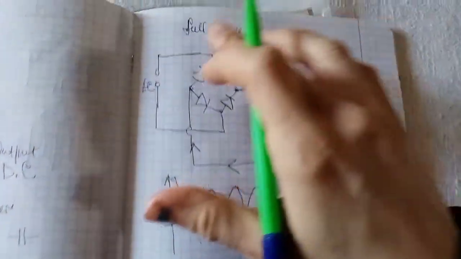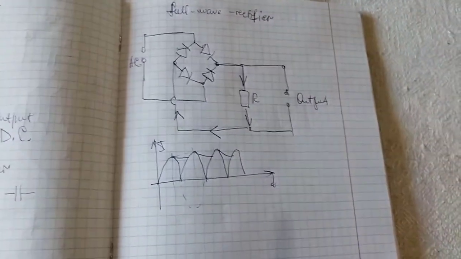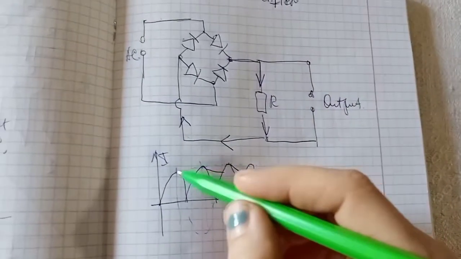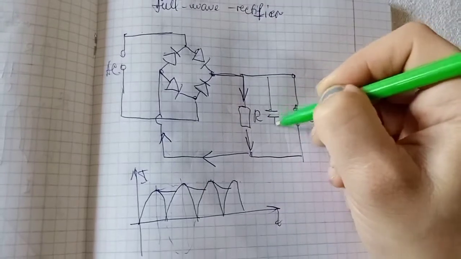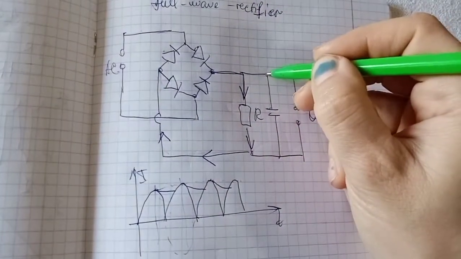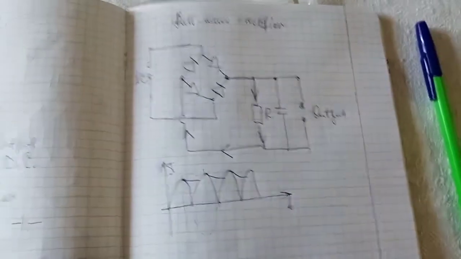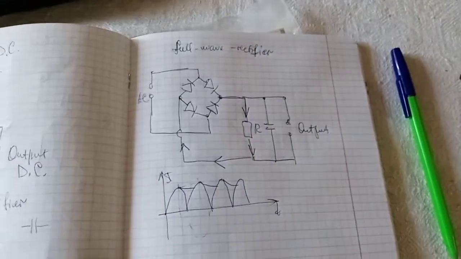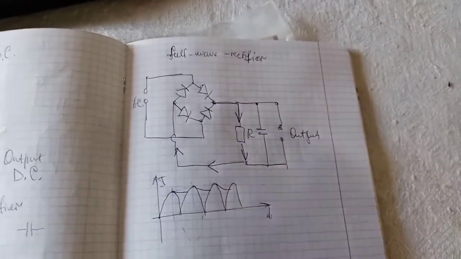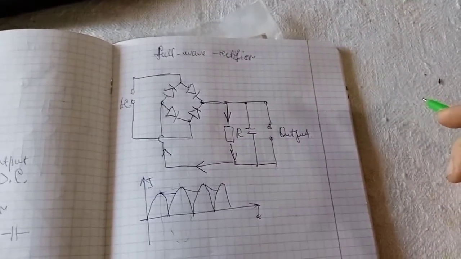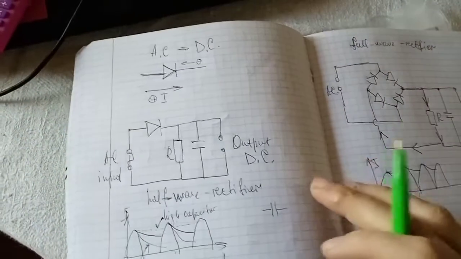So here it was the full wave rectifier, and of course we talk about the capacitor. The capacitor should be somewhere here. That's it. We can talk more about different kinds of circuits, I try to remember.